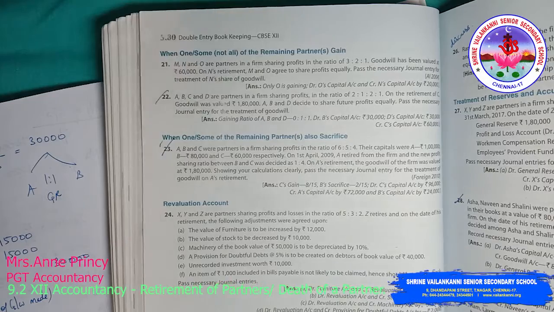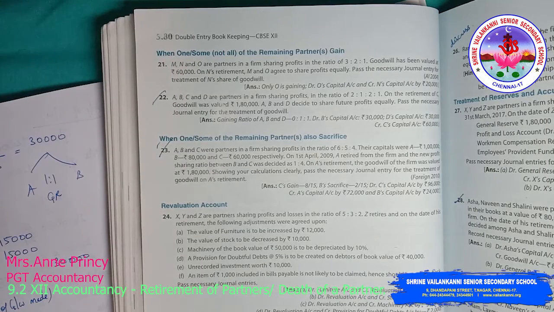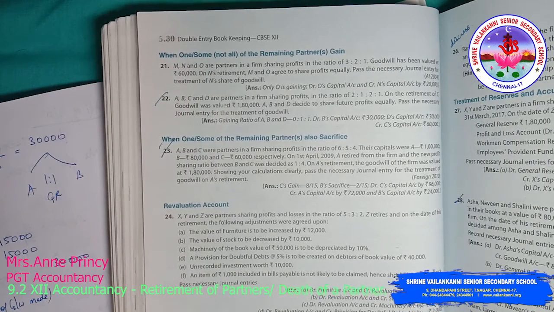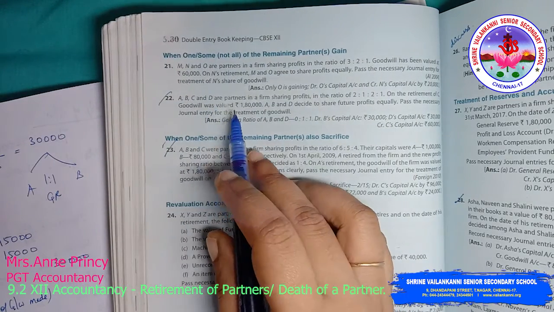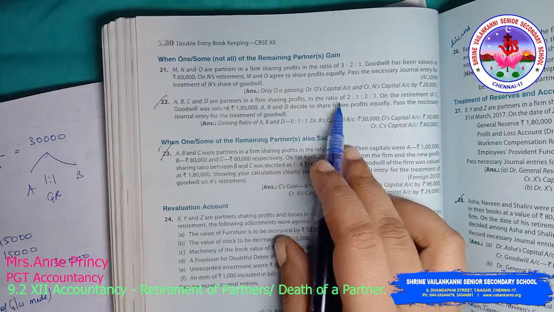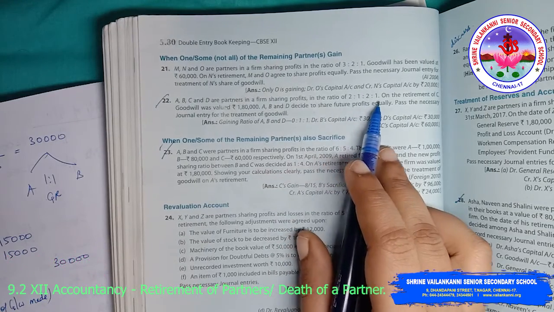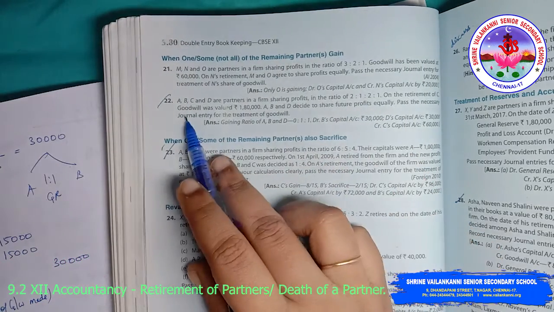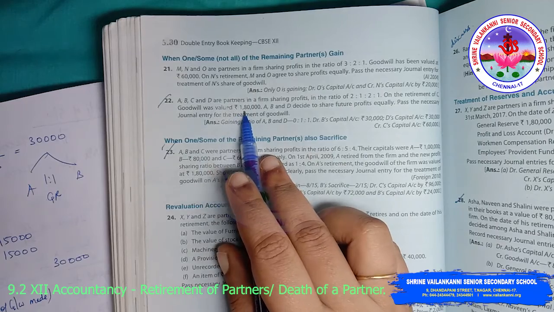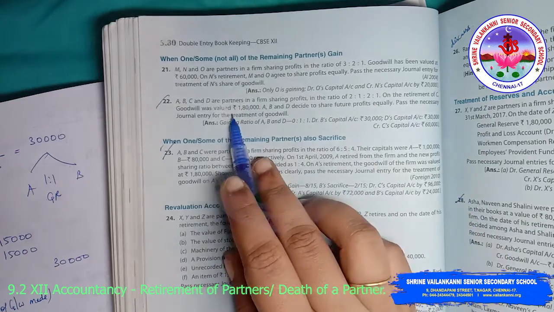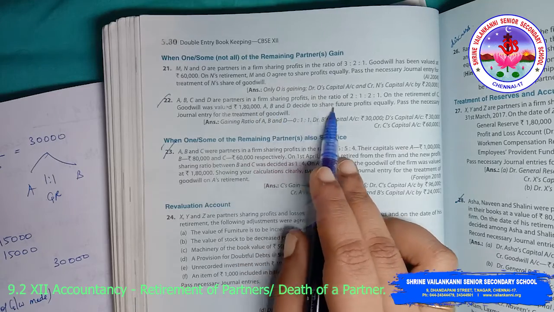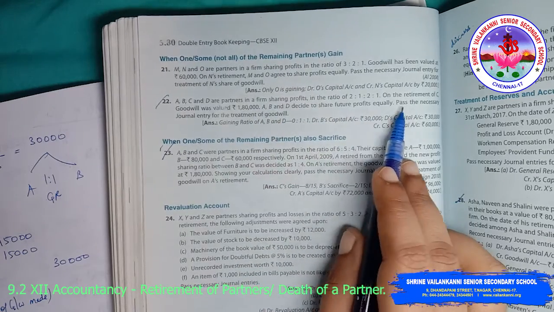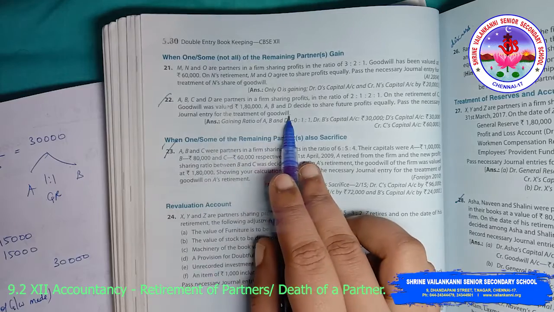In this session we are going to discuss when not all of the remaining partners gain. A, B, C, D are partners in a firm sharing profits in the ratio of 2:1:2:1. On the retirement of C, goodwill was valued at 1,80,000. A, B and D decide to share future profits equally. Pass the necessary journal entry for the treatment of goodwill.